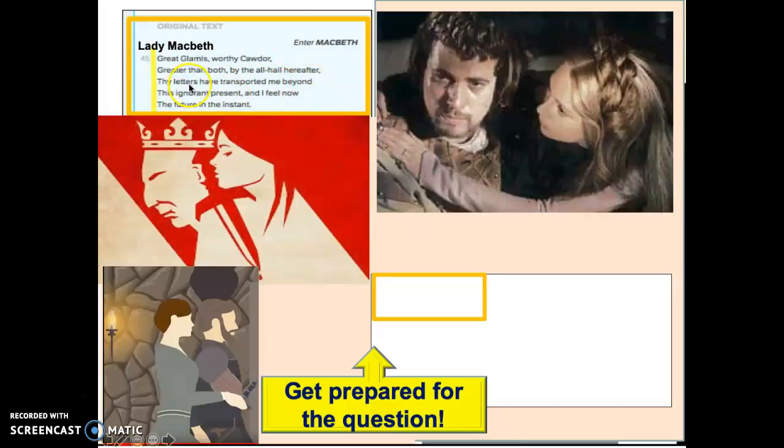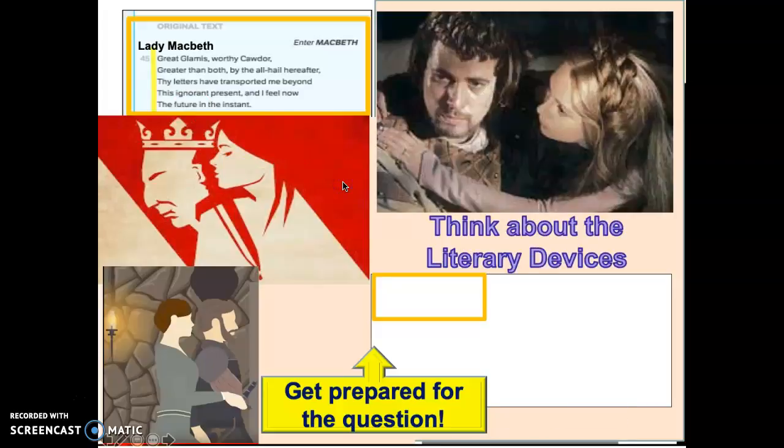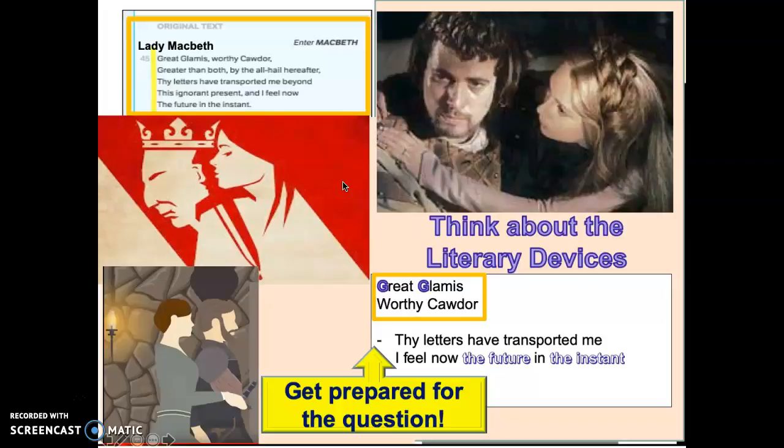Now, thy letters have transported me beyond this ignorant present. How can letters transport a person? And how can the present be ignorant? And I feel now the future in the instant. How can we feel the future in the current moment? Doesn't that seem contradictory? Let's look closely into the literary devices. Great Glamis, worthy Cawdor, thy letters have transported me. I feel now the future in the instant. Think about that and get prepared for the upcoming questions.